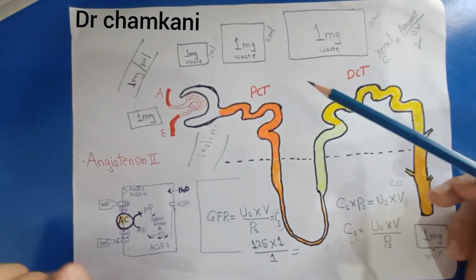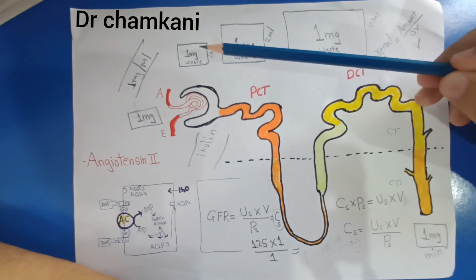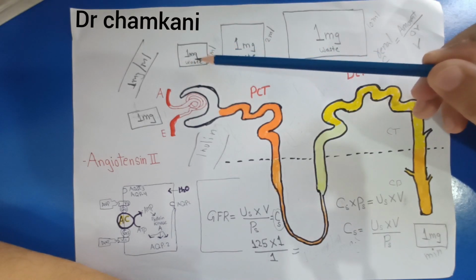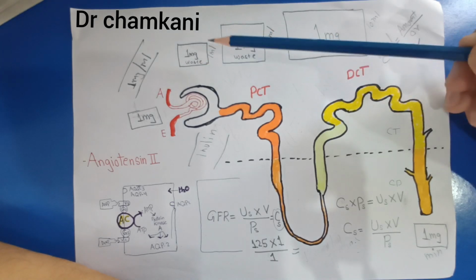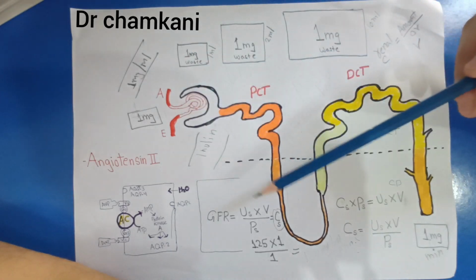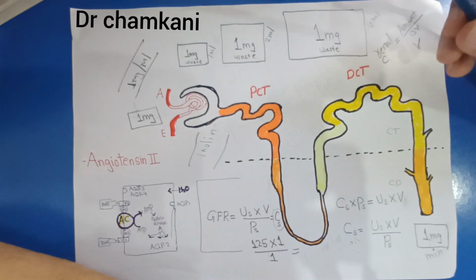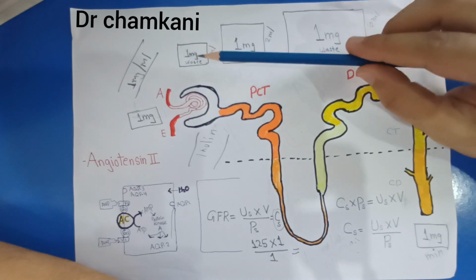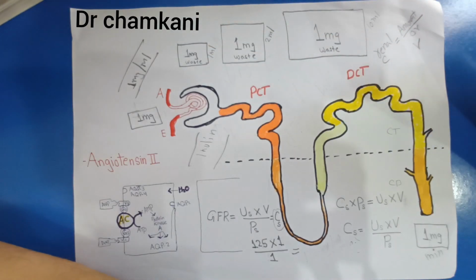To take an example, we have some waste material in the plasma, and the concentration of the waste material is 1 milligram per ml, that is, 1 milligram of waste material per 1 ml of plasma. Now, depending upon the effectiveness and working condition of the nephrons and the kidneys, the amount of time needed to clear that plasma of this waste material will determine the renal clearance. And the time we mostly consider is 1 minute.